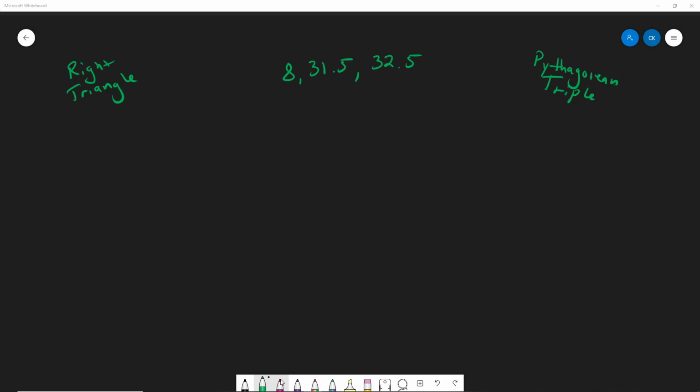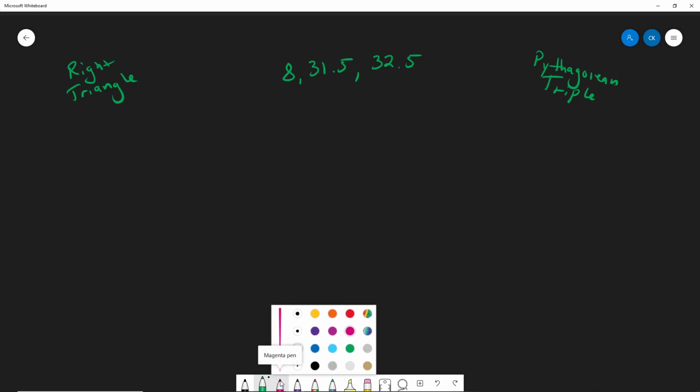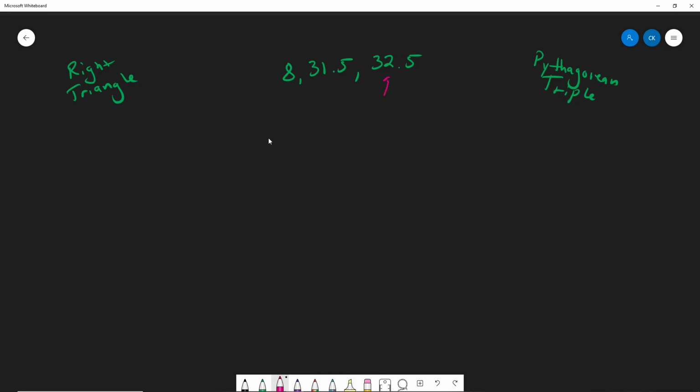So, in order to do that, first, I want to determine, are they a right triangle? Because I need to know if they're a right triangle first. If they're not a right triangle, then they're obviously not a Pythagorean triple. So, if I go by my numbers, this is the biggest number, so that's going to be C. And we'll call this number A, and we'll call this one B.